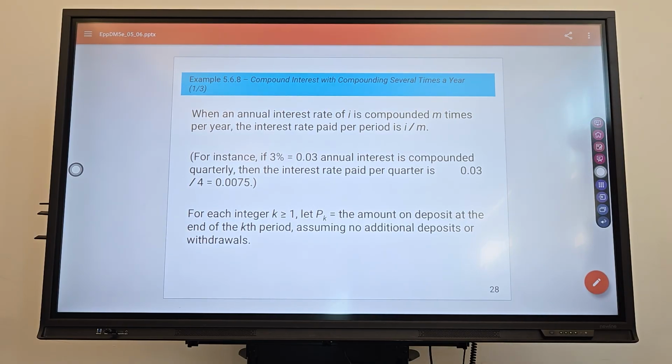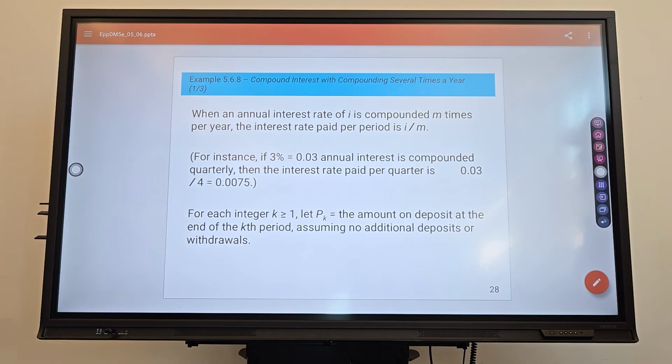Compound interest. When an annual interest rate of i is compounded m times per year, the interest rate paid per period is i divided by m. For instance, if 3% annual interest is compounded quarterly, then the interest rate paid per quarter is 0.03 divided by 4.